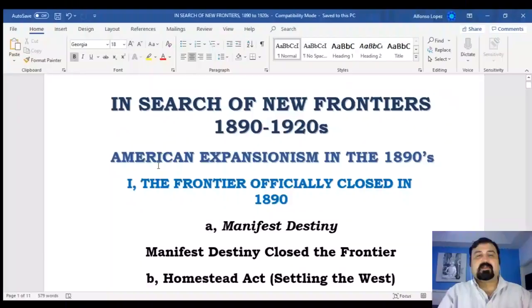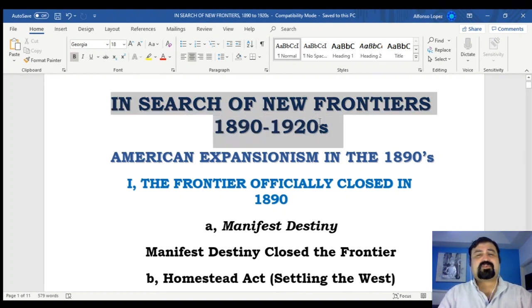So let me share the outline here. Okay, so here is the outline. This is the grand title, the title of this new topic, In Search of New Frontiers. This is the third topic of the semester that looks at this first historical period that I just described in the beginning, called Building Modern America. And so this is the third topic.